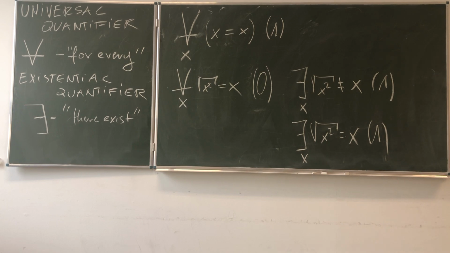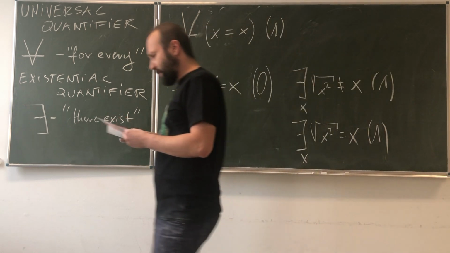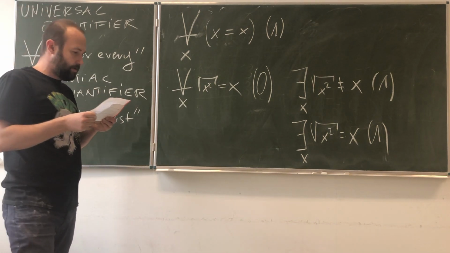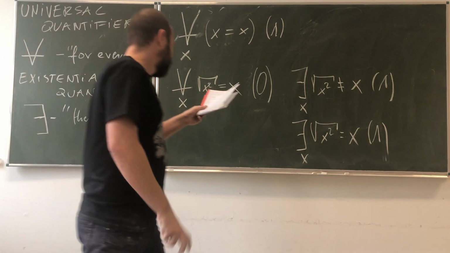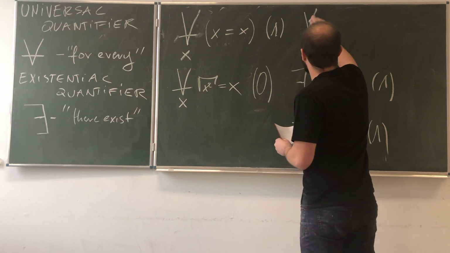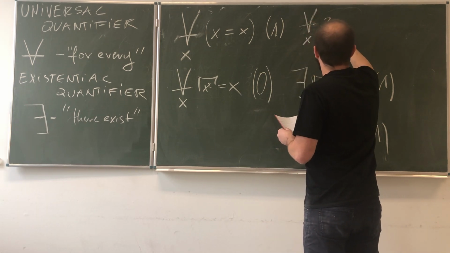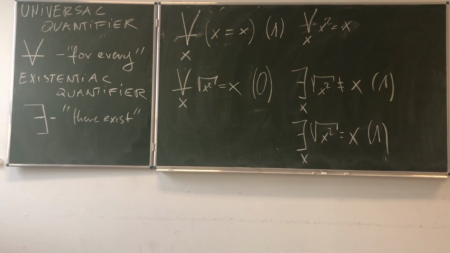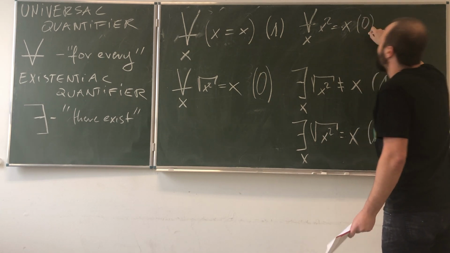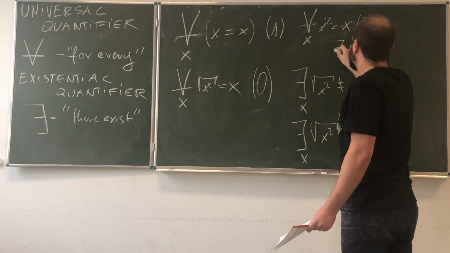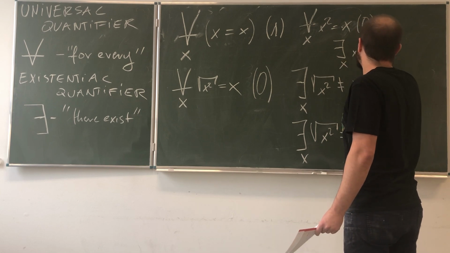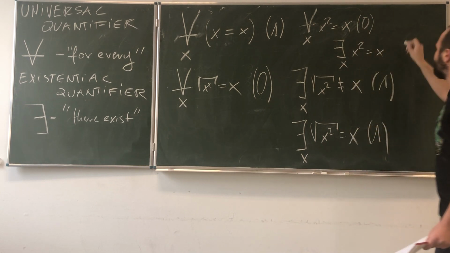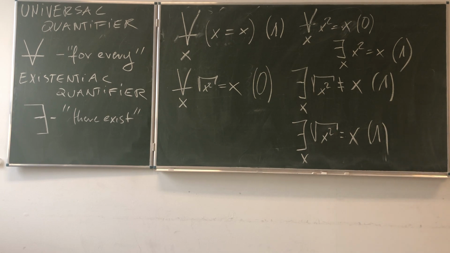Okay, now 2 more examples: for every x, x squared equals x. Of course, this is false because the counterexample would be 2. But we still can say that there exists such x that x squared is equal to x, and this is truthful. For example, 0 or 1.